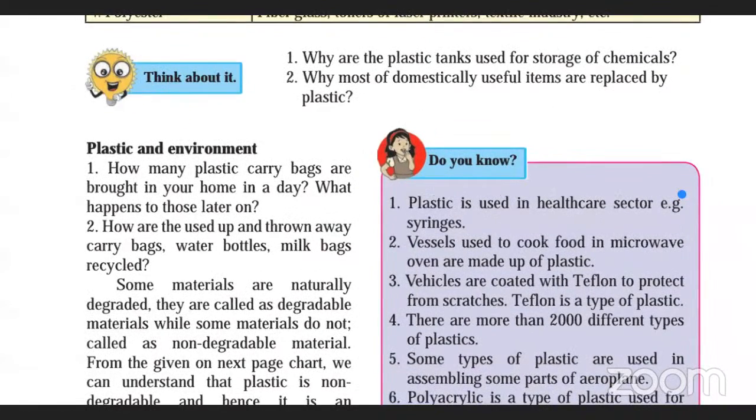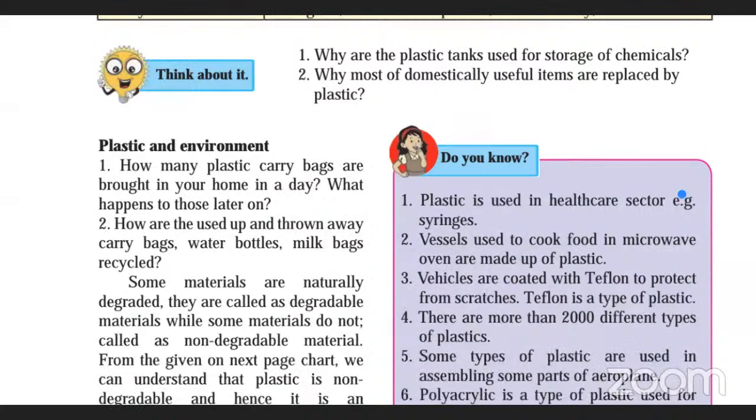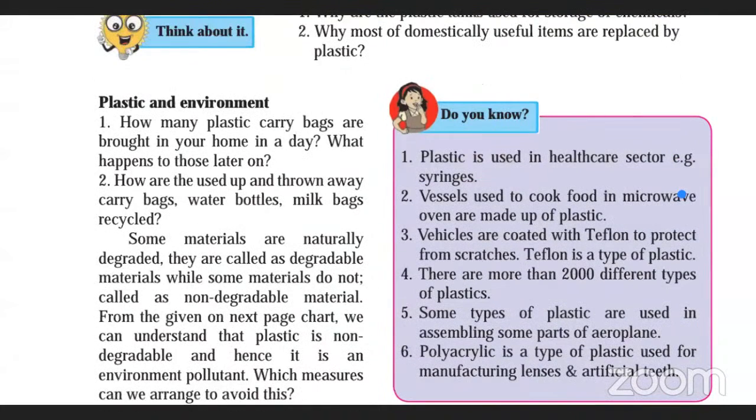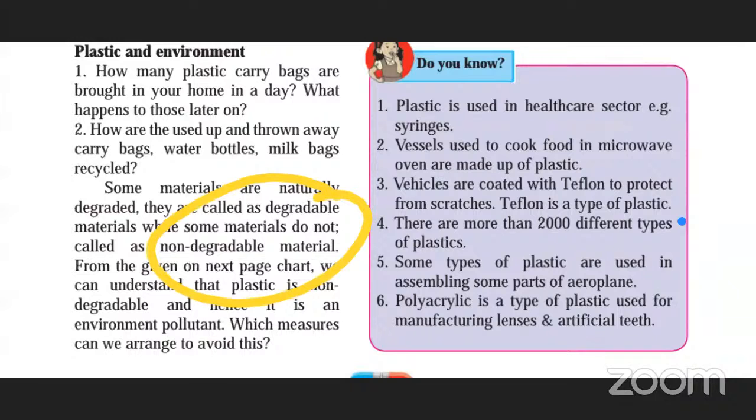Now talking about the environment, students, we are very much aware that pollution is increasing day by day. Wherever we go now, we can find some pollution or other: soil pollution, air pollution, water pollution, right? And there is so much dirtiness in the environment, so much garbage accumulated at so many places. Plastic is also one of the things responsible for the generation of waste, because plastic is a non-degradable material. Non-degradable means it does not get degraded on its own.